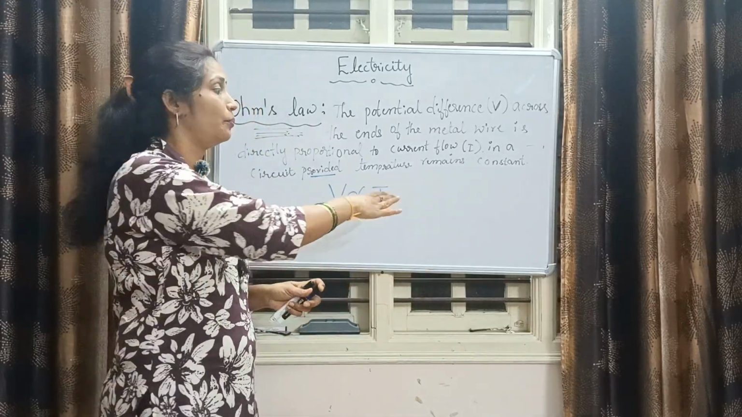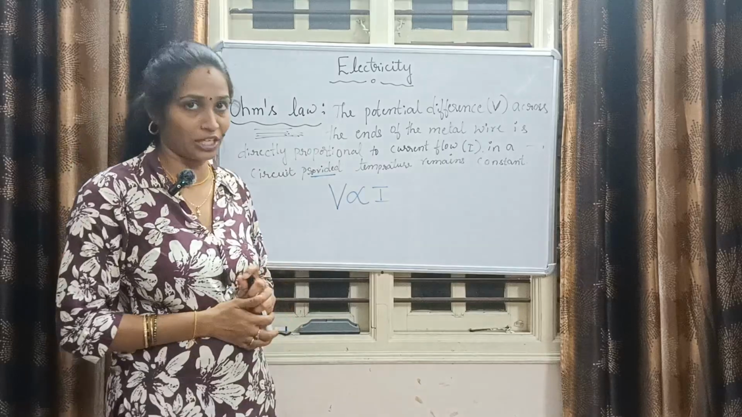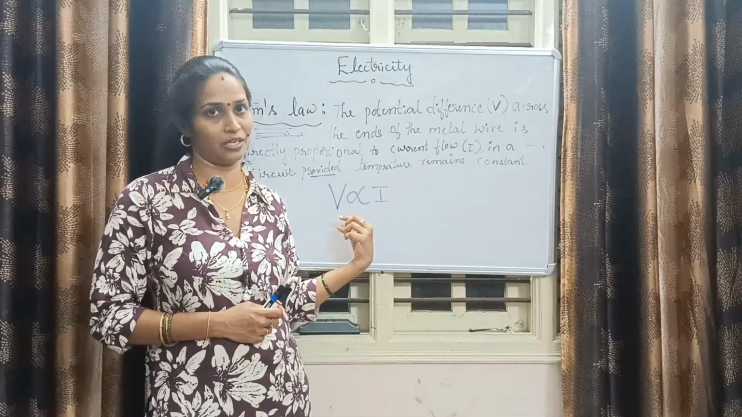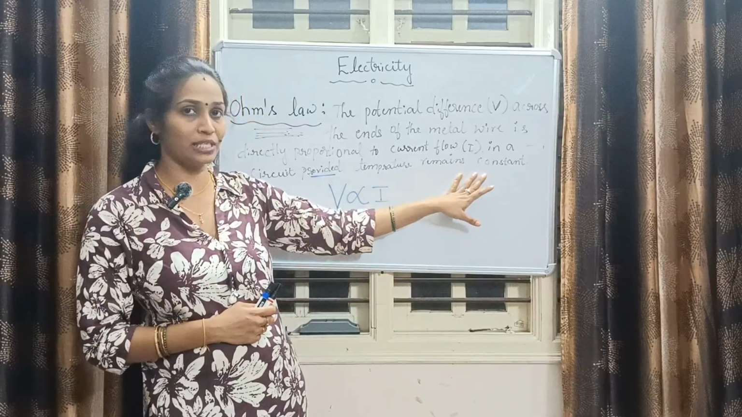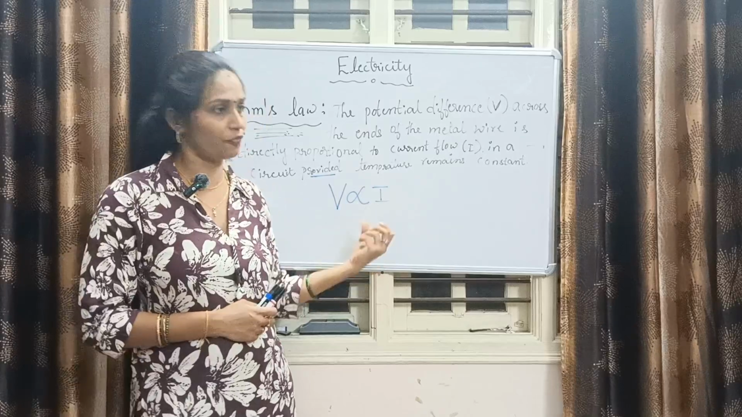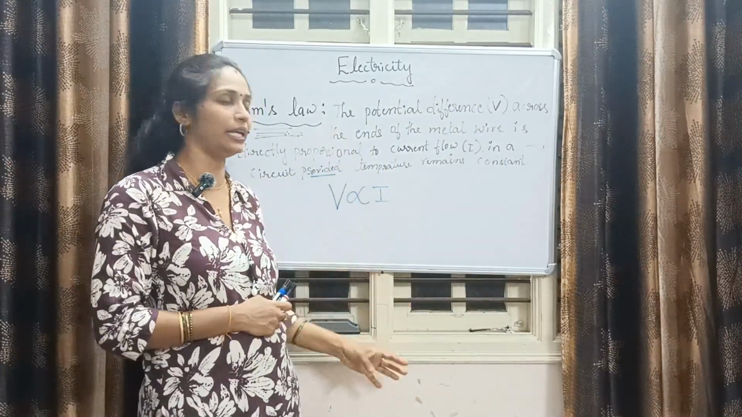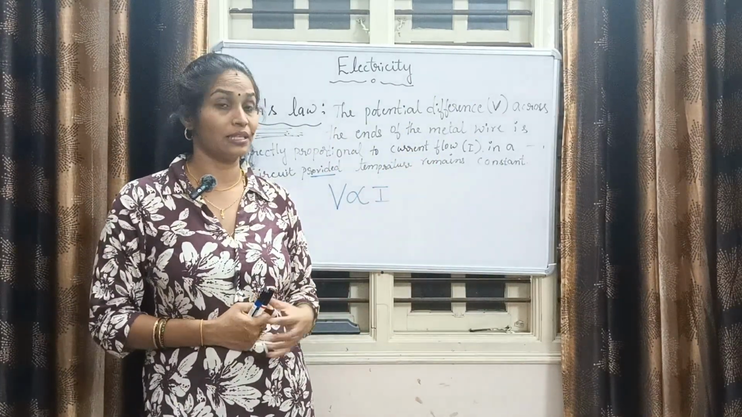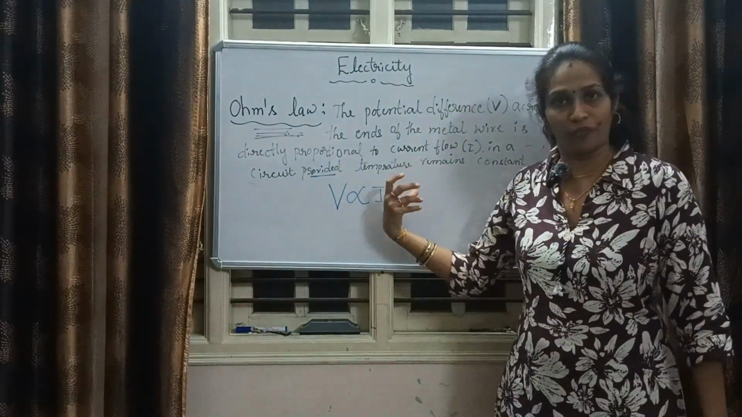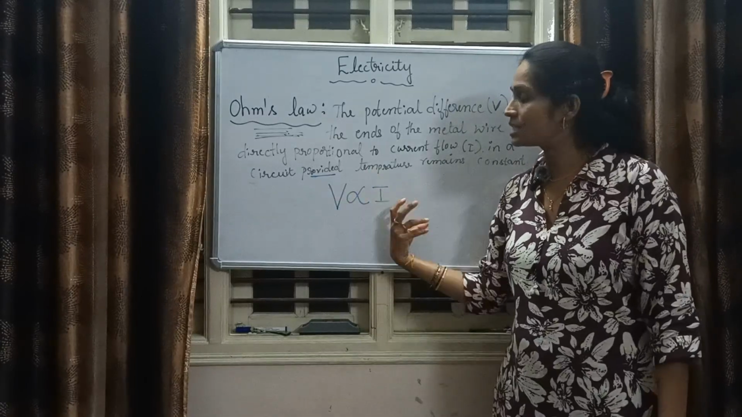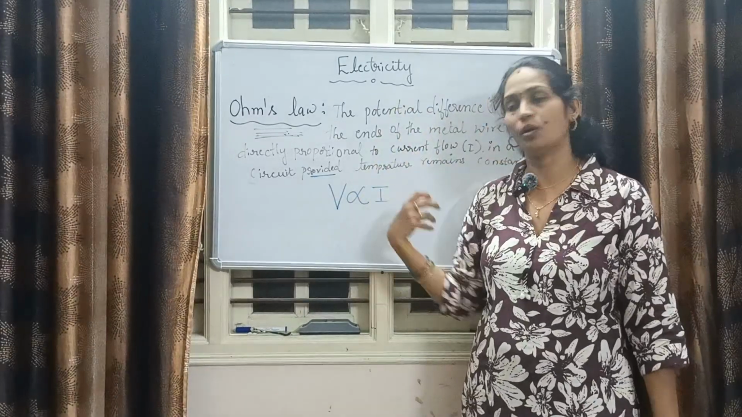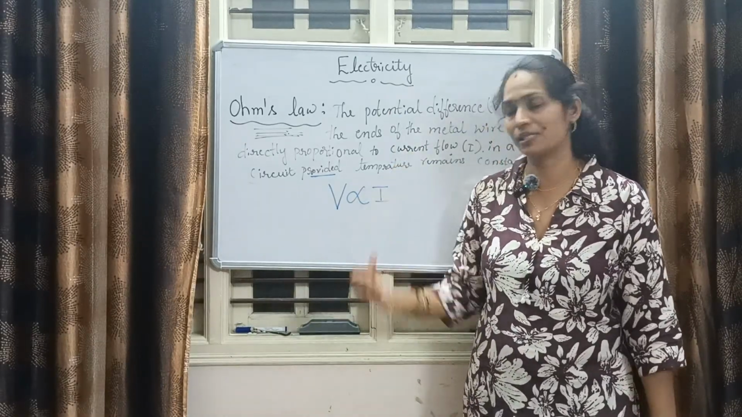Whenever the temperature varies, there is a variation in electric current and also the potential difference. Until it remains constant, definitely V and I will follow the relationship. If V increases, I will also increase. If V decreases, I will also decrease. But once the temperature varies in a circuit, the relationship I am telling you now will vary. Okay? Please note this down carefully. This is important.